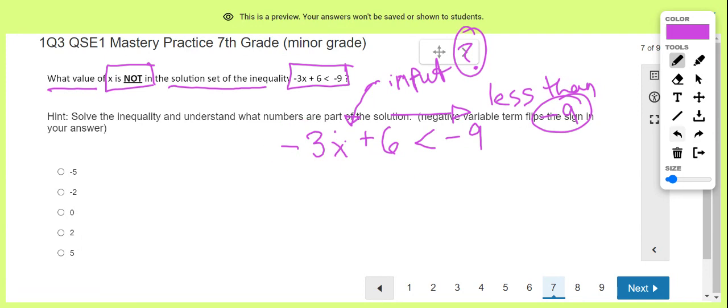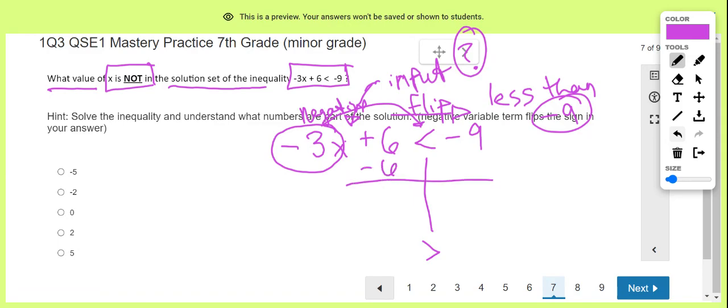So we have a negative 3x. This is negative, so that means we're going to flip the sign during the solving process. Okay, so we're going to subtract 6 from the left side to help us solve. Then we go to the right side and we subtract 6. Bring the variable term down to step 2. And this is negative 9 and negative 6.